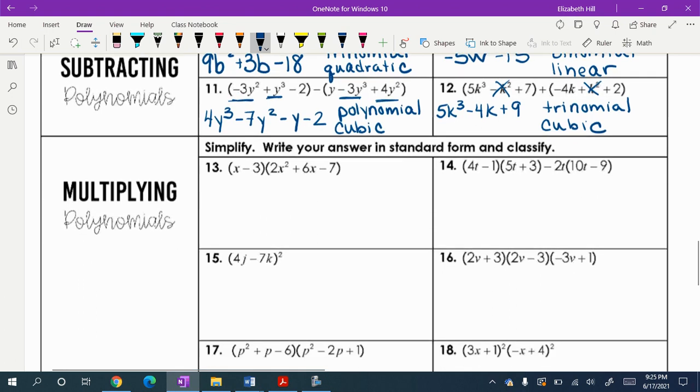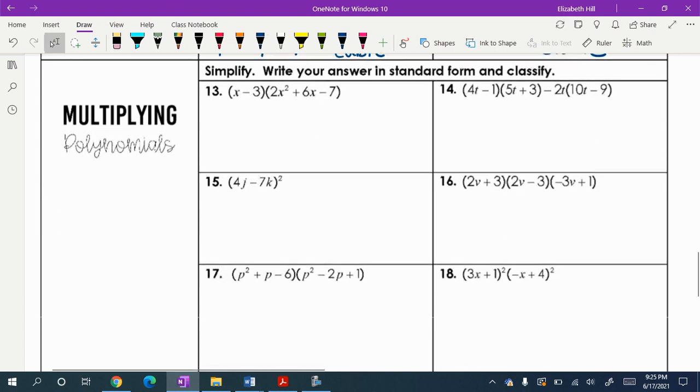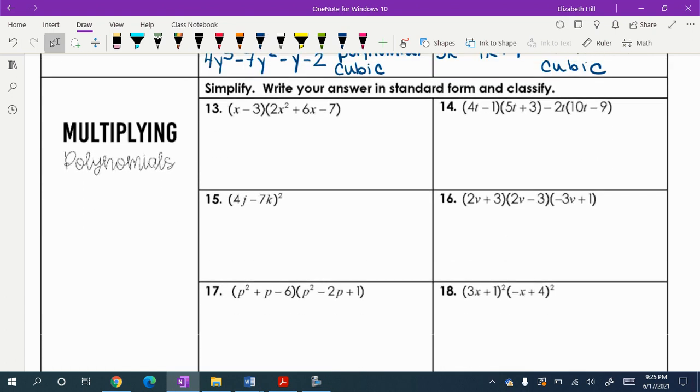When it gets to number 13 here, we are working with multiplying. So you'll probably remember doing some FOILing here. We're going to go on the extreme end of that. But the big thing here is that you need to recall that you need to distribute everything that's in the first set of parentheses times everything that's in the second set of parentheses.